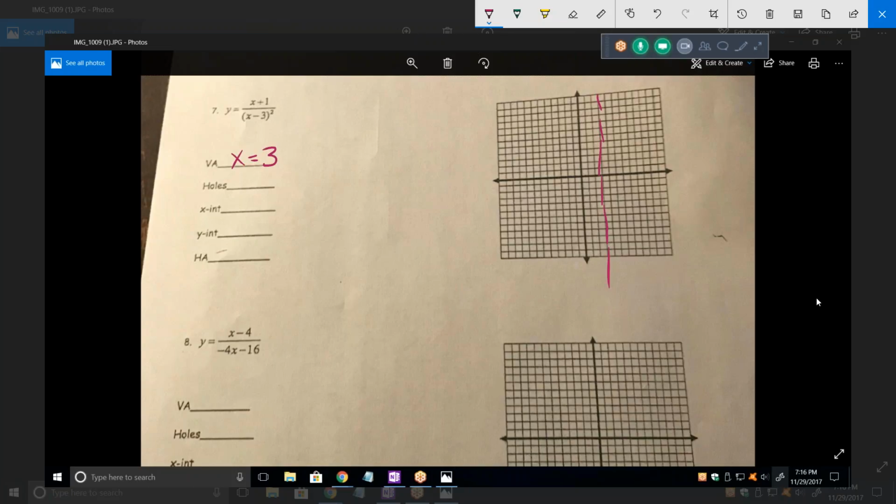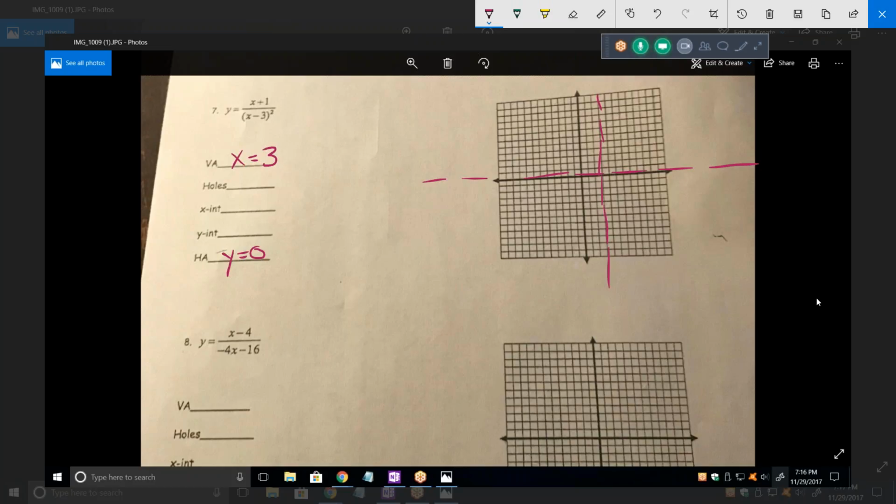Yeah. Where's the horizontal asymptote? Is it 0? It is. It's always 0 when the highest degree in the denominator is greater than the highest degree in the numerator. Well, the highest degree in the denominator is going to be x squared. Mm-hmm. There's only an x in the numerator. That automatically makes the horizontal asymptote y equals 0. So y equals 0.